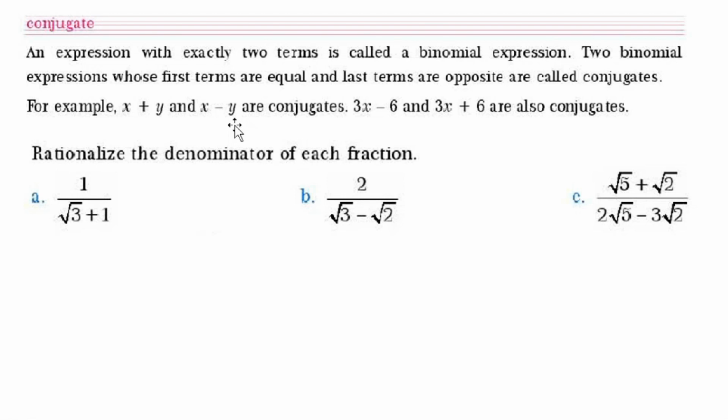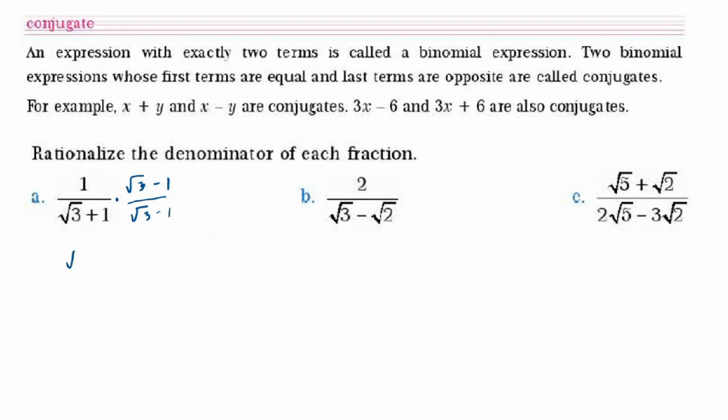So the conjugate of 3x minus 6 is 3x plus 6. These two examples are also conjugates. Now, rationalize the denominator of each fraction. Since the denominator is a binomial, we are going to use the idea of multiplying by its conjugate. The conjugate for this is square root of 3 minus 1, so we multiply by square root of 3 minus 1 over square root of 3 minus 1.